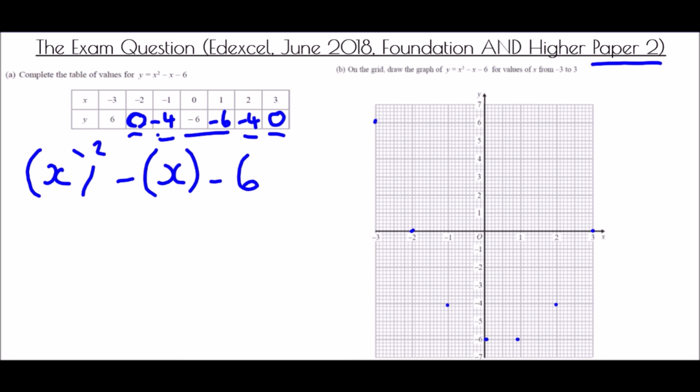It does say to draw the graph. The graph means draw the line. Again, we should be doing a nice smooth curve between each of the points. And there we go. We've done everything we've been asked. We've completed the table of values and we've drawn the graph.